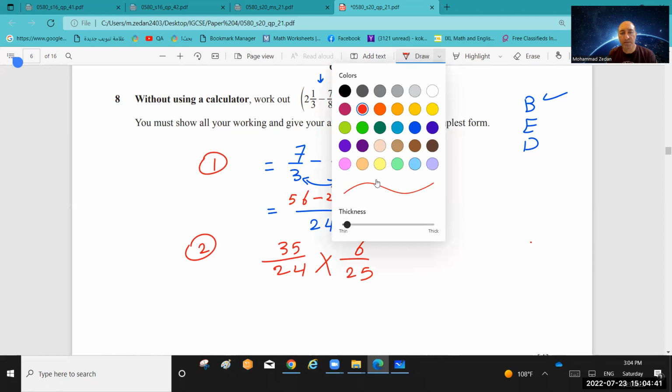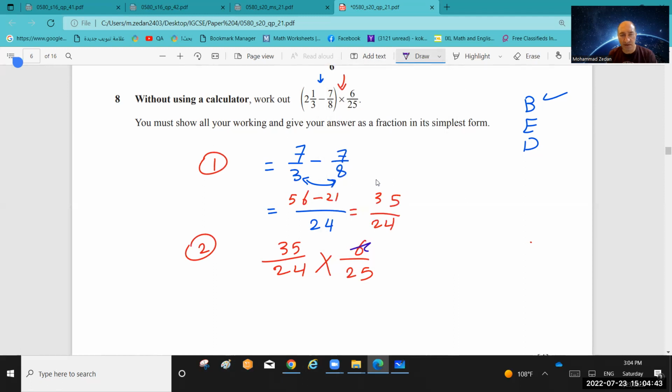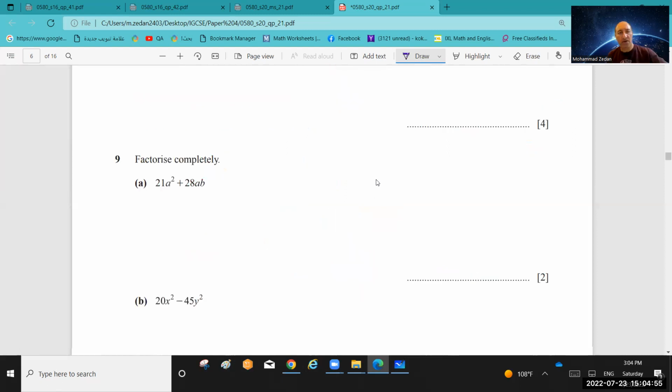Divide by 6: 6 becomes 1 and 24 becomes 4. Divide by 5: 35 becomes 7 and 25 becomes 5. So the final answer is 1 times 7, which is 7, over 4 times 5, which is 20. That's it. Yes, very easy, very nice.